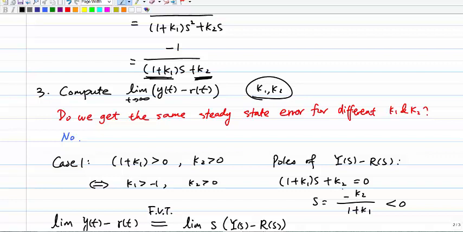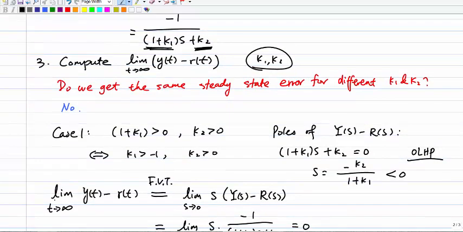You just move the k2 to the right hand side, you get a -k2, and then divide by 1 plus k1. Because k2 is positive and 1 plus k1 is positive, this is negative. So the pole is in the open left half plane. We have one pole and the pole is in the open left half plane, so we can use the final value theorem.